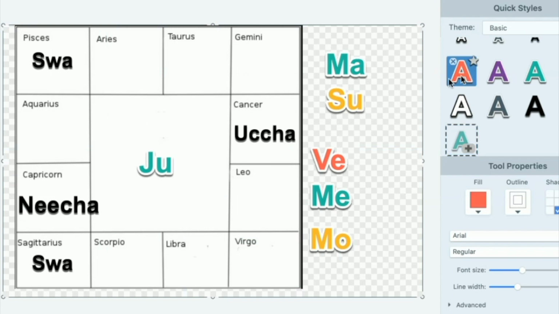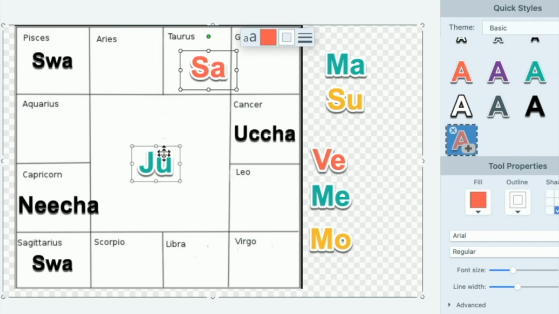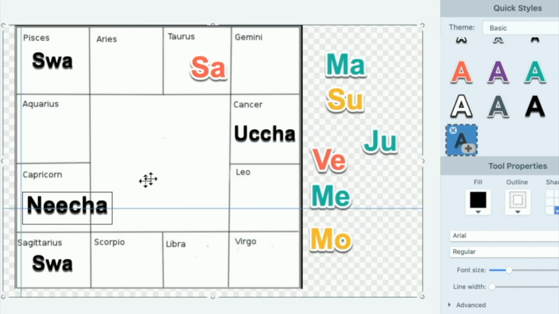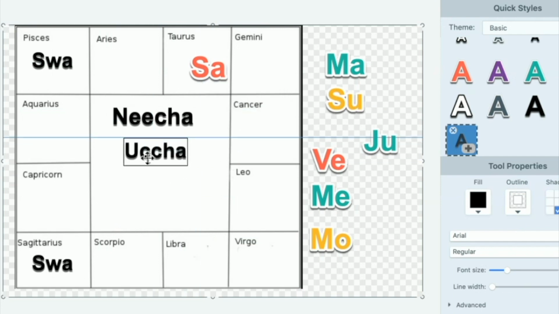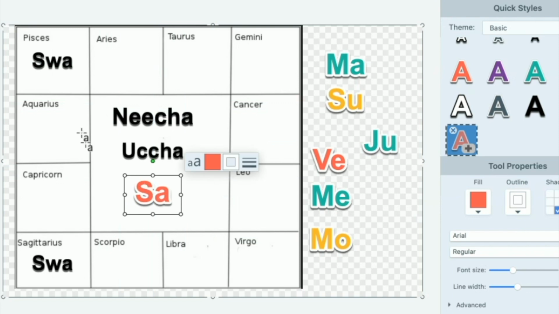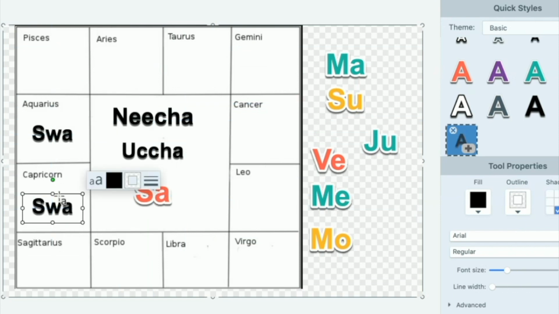Let's do one more. Saturn. What is Saturn's Swarashi? What signs does Saturn rule? I hope it's Sagittarius. No, it rules Aquarius and Capricorn, the 10th and 11th houses.